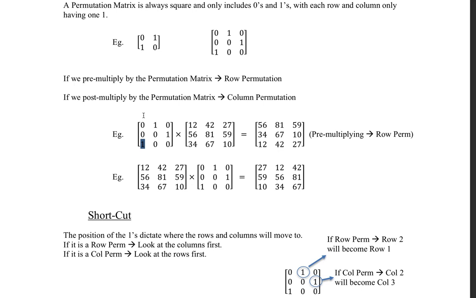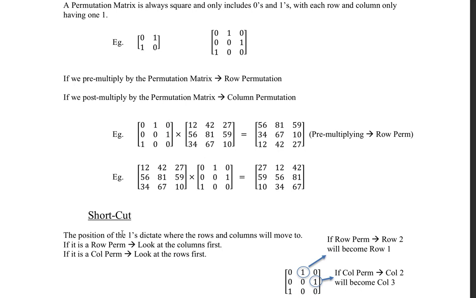So row 1 has gone to row 3, and that's correct. Row 1 has gone to row 3. Row 2 has gone to row 1 because that's the position of the 1. It's in column 2, row 1, so we know row 2 has gone to row 1, as it has. Row 3 has gone to row 2, and that's correct as well.